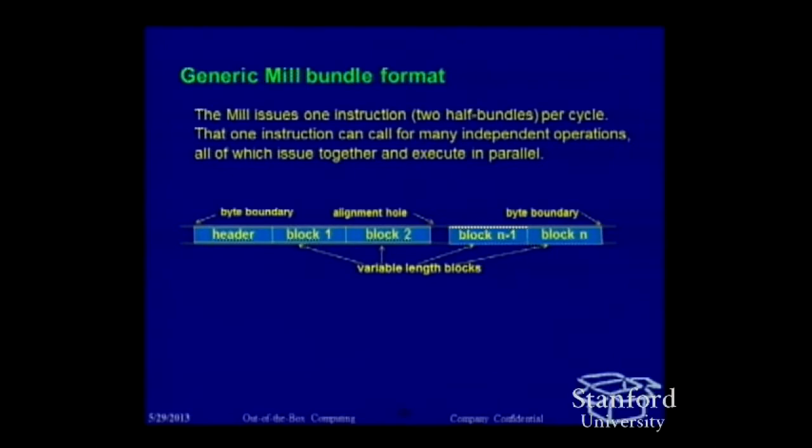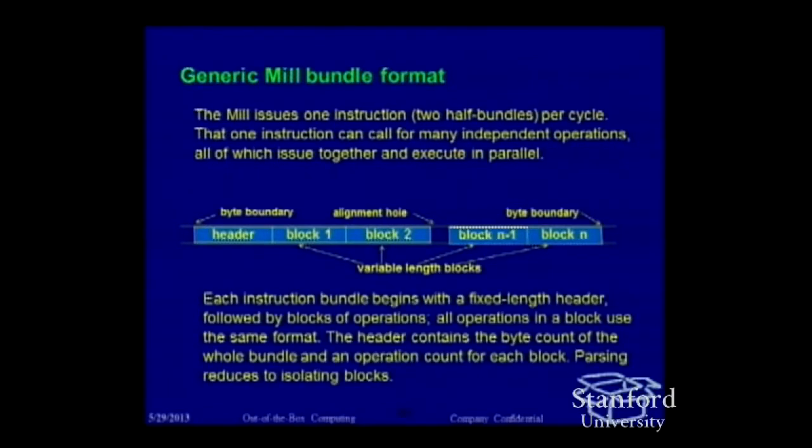The internal structure of each bundle, every bundle starts with a header. Following the header, there's some number of independent blocks and containing operations. And the operations in any single block are all exactly the same size. They're fixed size within the block. Consequently, if you can isolate a single block, they are easy to decode just like any other fixed size format. So the problem reduces to isolating blocks.